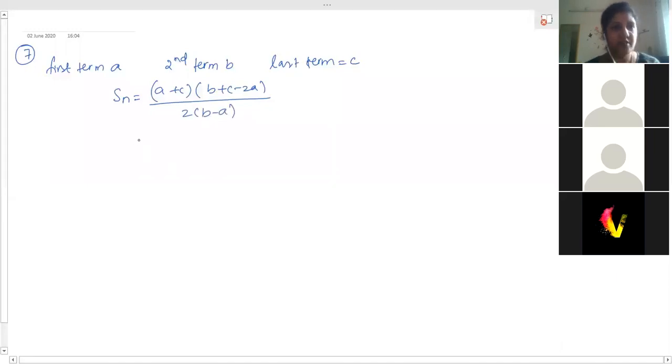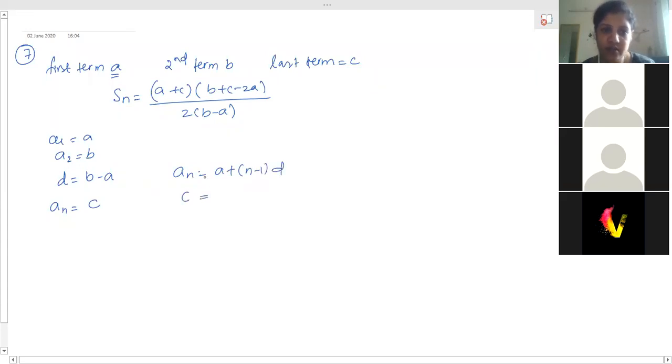Okay. So first term is a. So a1 is equal to a. Second term, a2 is equal to b. So what is the difference then? a2 minus a1, that is b minus a. Last term, an is equal to c. So an is equal to a plus (n minus 1) into d. c is equal to a plus (n minus 1) into d. What is the difference? It is b minus a. Then we can calculate what we have needed.